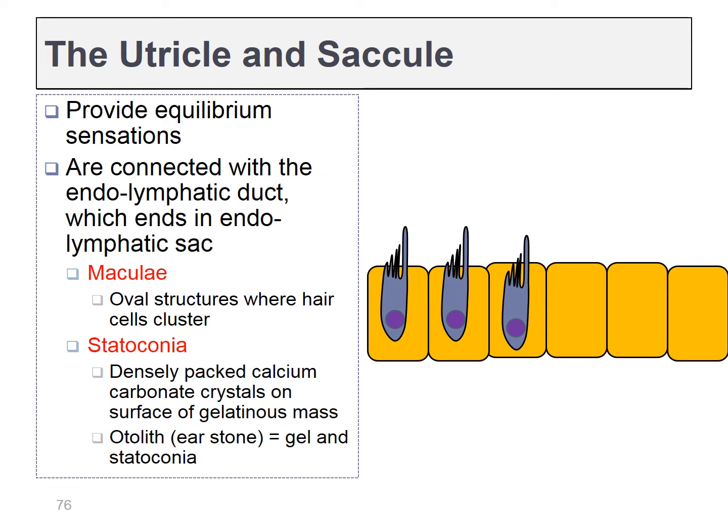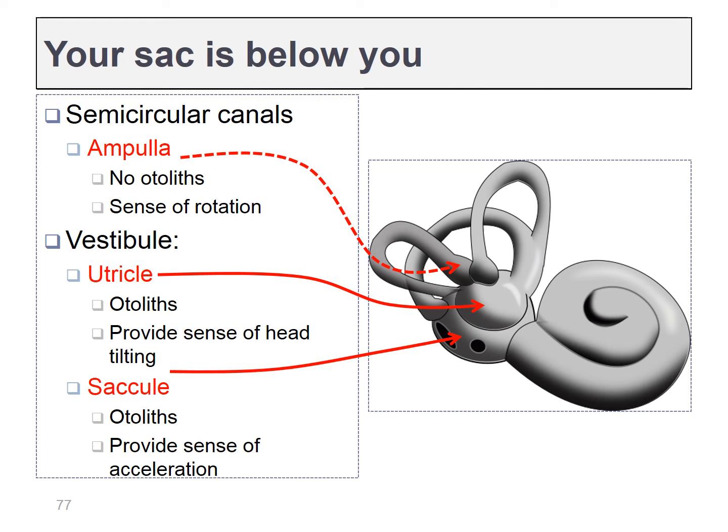So, tilting and acceleration are detected in the vestibule. We can further subdivide the vestibule into the utricle and the saccule. And those otoliths actually contain both a gelatinous material as well as a crystalline material. For purposes of your exam, otolith will be enough. To summarize, rotation is detected in the three semicircular canals, while tilting and acceleration are detected within the vestibule.